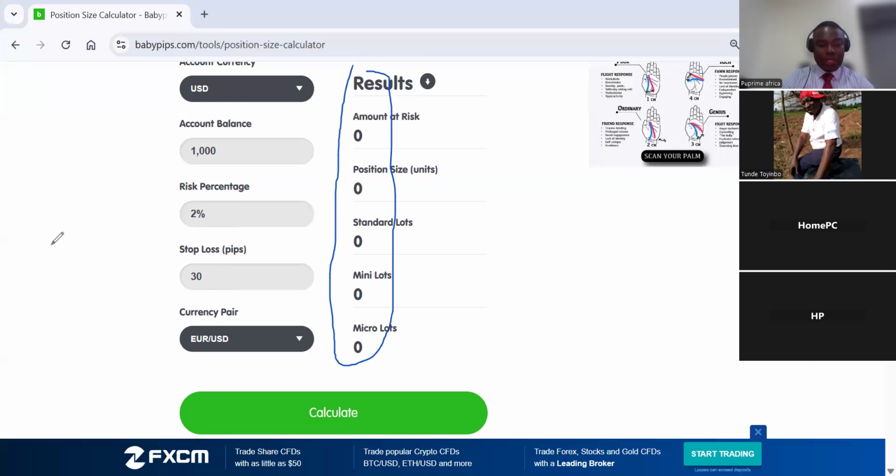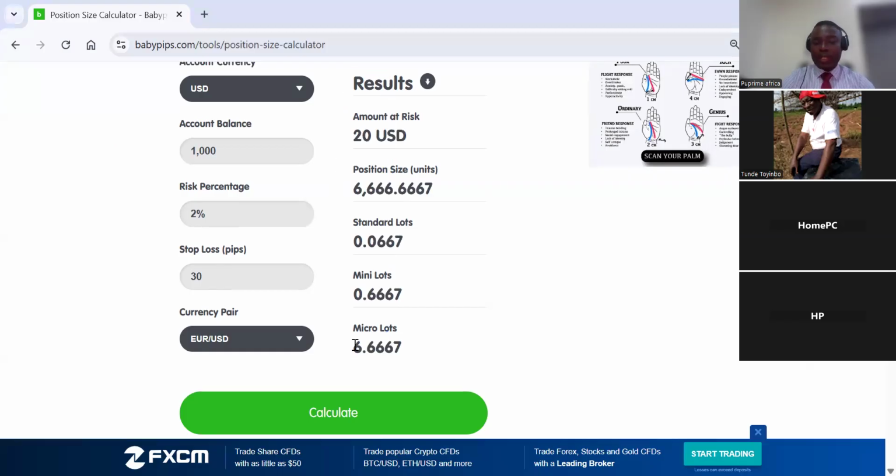So I'll click on calculate now, and you see that this other side will be populated with data immediately. So I click calculate, and you can see the data is populated already. Under amount at risk, we have $20. Then the position size is given for each of the other segments, depending on the category of the lot size. But I'll select this one, labeled standard lot size. So the interpretation of what we just did is that if you're trading with a capital of $1,000 and you are risking 2% of your account, it means you'll be risking $20 per trade. That's what this one means.